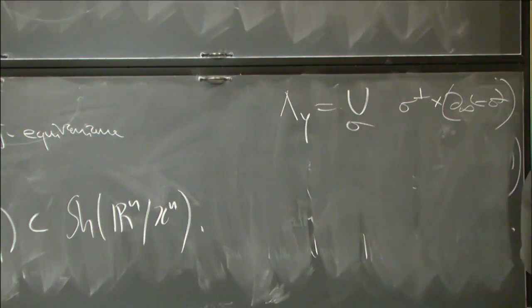Okay, so for example, say y is P2. Then the fan of P2 looks like that. And this lambda y is embedded in a two-dimensional torus times a circle as a Legendrian. And it looks like this.